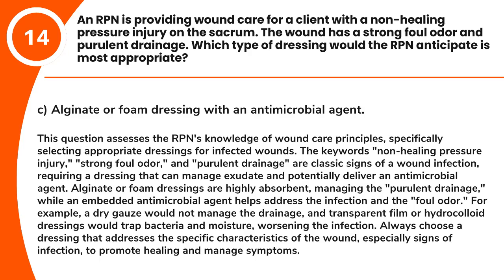Alginate or foam dressings are highly absorbent, managing the purulent drainage, while an embedded antimicrobial agent helps address the infection and the foul odor. For example, a dry gauze would not manage the drainage, and transparent film or hydrocolloid dressings would trap bacteria and moisture, worsening the infection. Always choose a dressing that addresses the specific characteristics of the wound, especially signs of infection, to promote healing and manage symptoms.